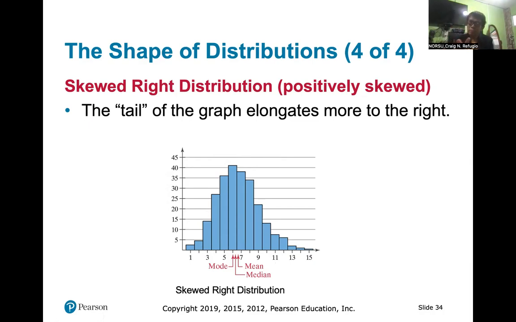Looking into the graph, you see that the majority of the data are bulking in the left side, and the skewness is found in the right side. That's why we classify this one as skewed to the right, because the skewness is found in the right side. And the other term for skewed to the right is positively skewed. So take note of that.